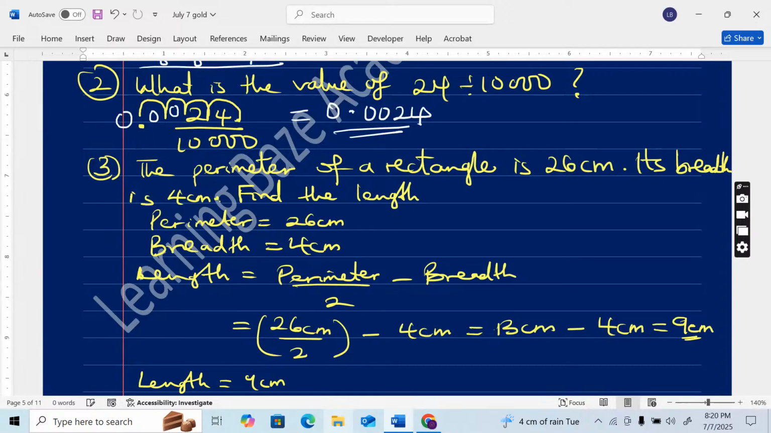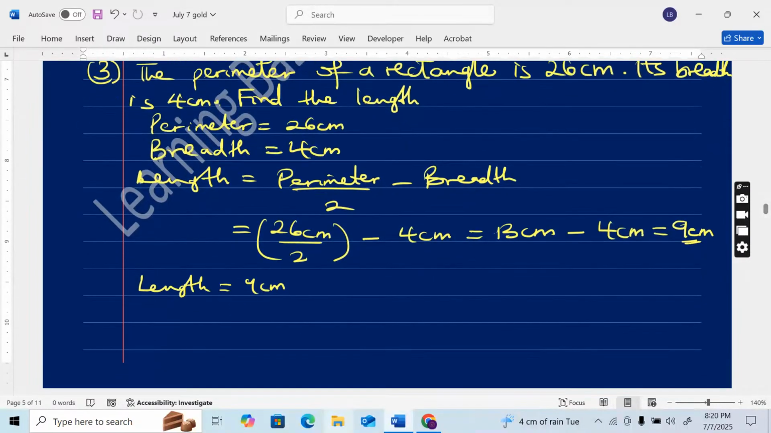So the length is equal to 9 centimeters. If you're following, type 9 centimeters in the chat with your name beside it.